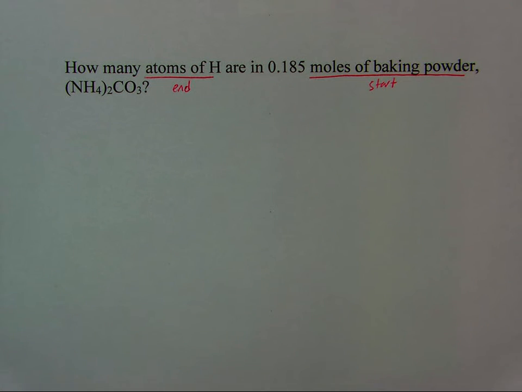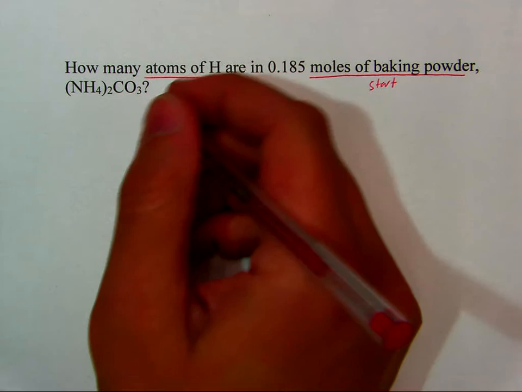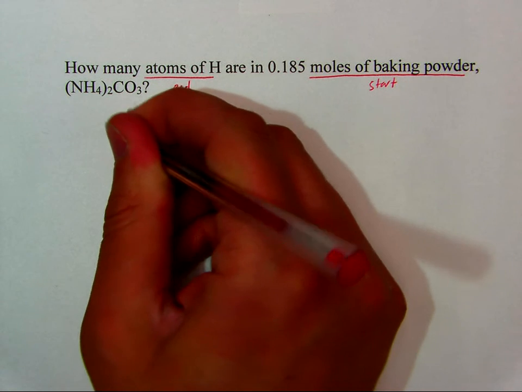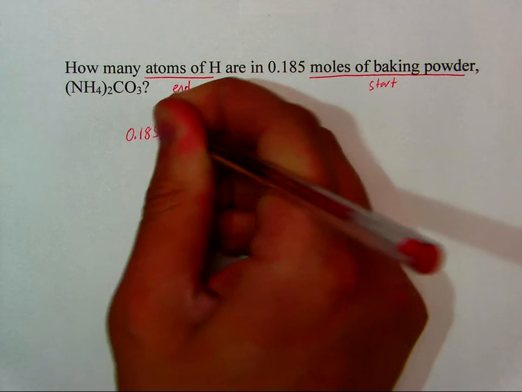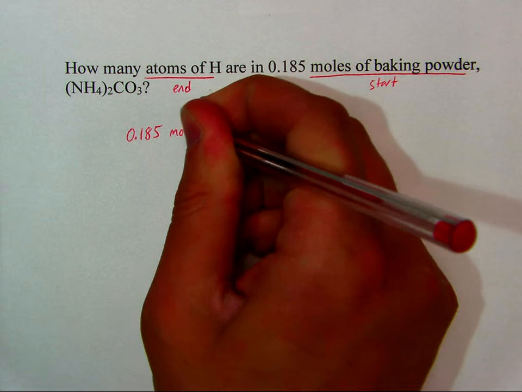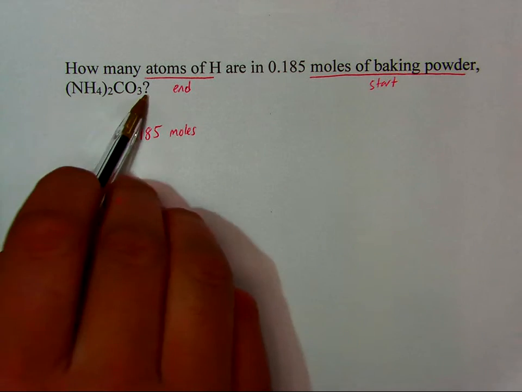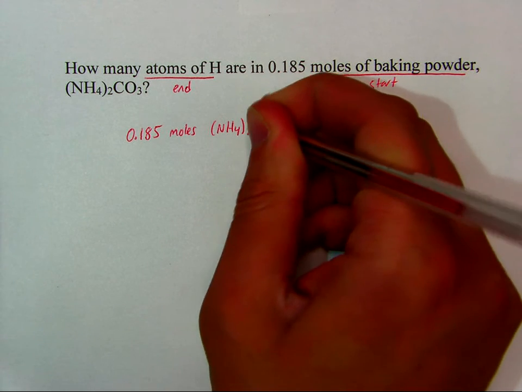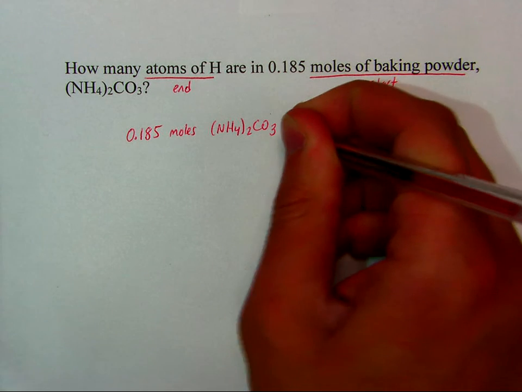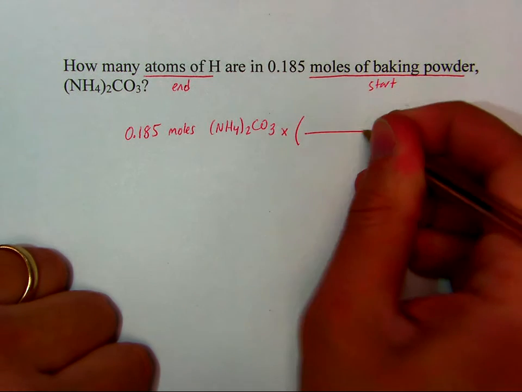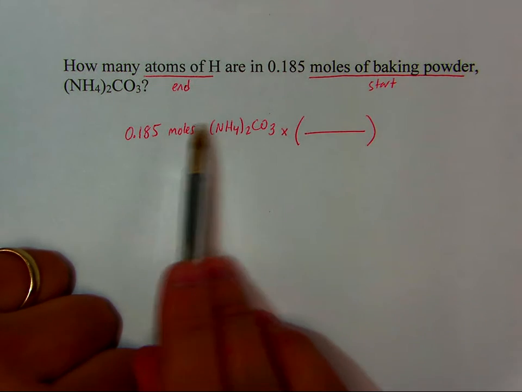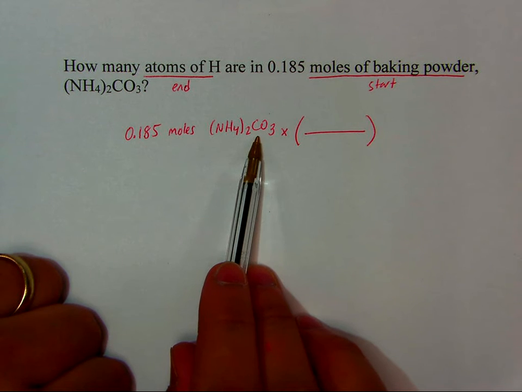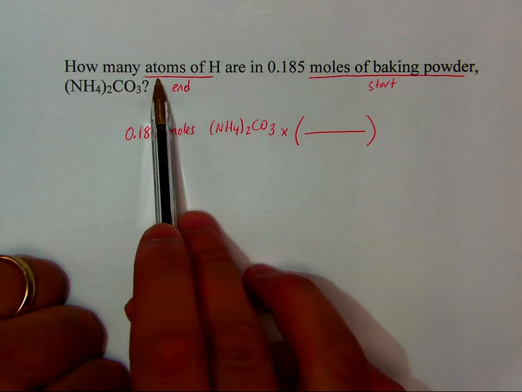So we're going to set this up in dimensional analysis. Let's write the quantity that we're given, 0.185 units of moles baking powder. I'm going to use the formula here. We're going to multiply that by a conversion factor so that I can cancel out these units and convert them into something else. Again, ultimately, this is where I want to get.